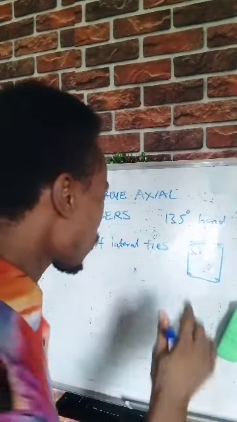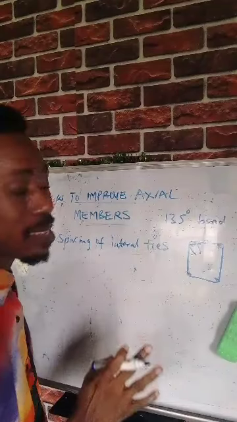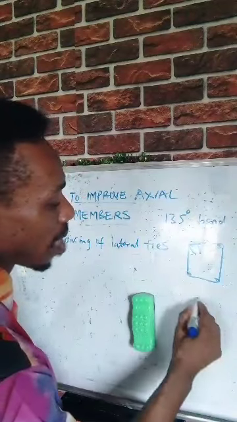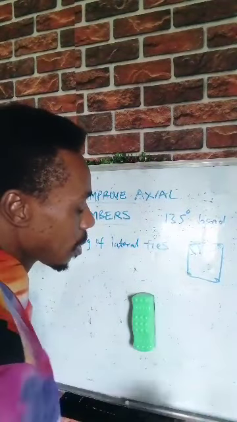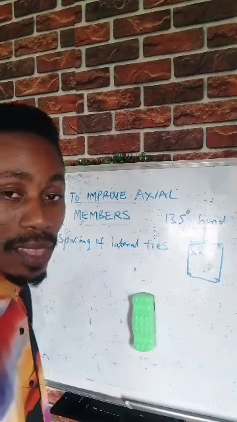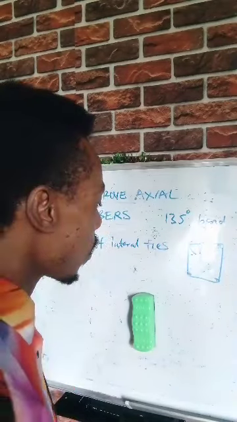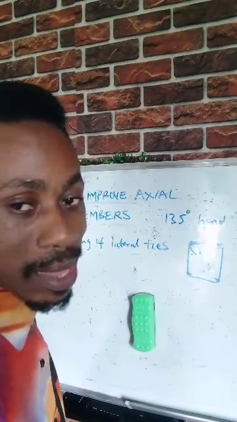So you must ensure that the spacing of these lateral ties are properly done. And usually from your design, you can have 300 millimeter, you can have 300 millimeter spacings for your lateral ties.